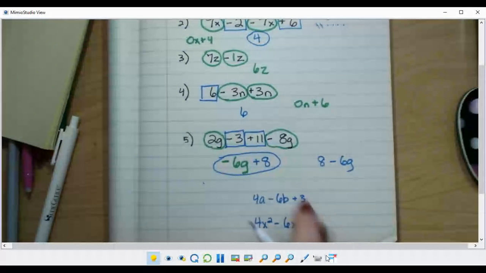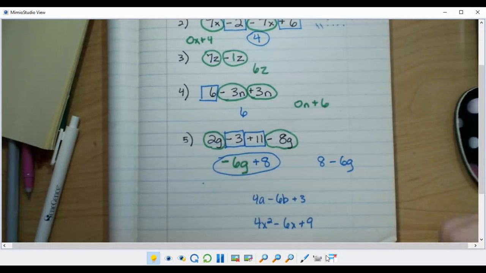Okay, this is not a requirement, but if we all kind of do the same thing, it makes checking and comparing work way faster. There are lots of little details. We will talk about this for 3 days. Yes, today, tomorrow, and the next day. We will do so much practice with this, and you will be amazing at combining like terms when we're done.